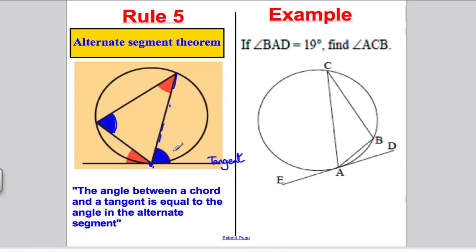And similarly, it works from the other side of it. The tangent meeting the chord this side, so this angle must equal the opposite angle in the resulting shape over there.